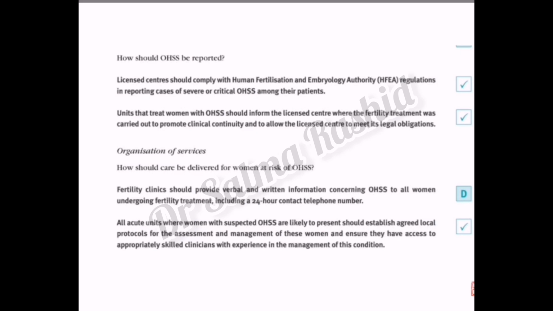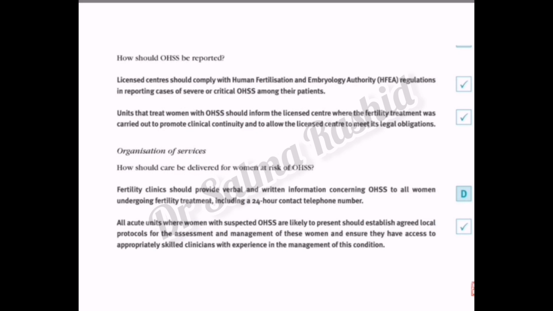Organization of services. How should care be delivered for women at risk of ovarian hyperstimulation syndrome? Fertility clinics should provide verbal and written information concerning ovarian hyperstimulation syndrome to all women undergoing fertility treatment, including a 24 hour contact telephone number.